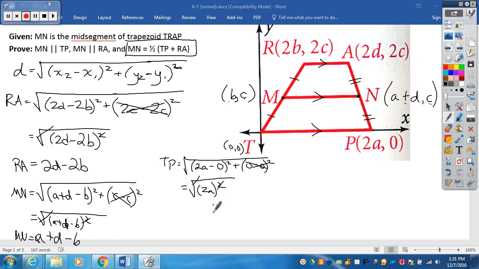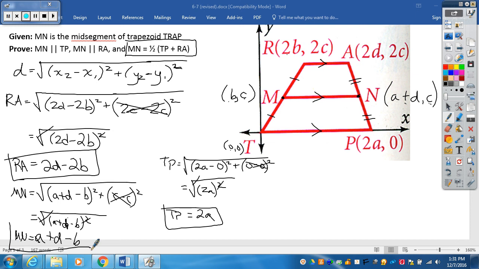And the square and the square will cancel each other out, so you're left with 2A. TP. Okay, so there's the length of TP. Here's the length of RA. And here's the length of MN. Okay? Now, from there, we still need to prove this formula right here.